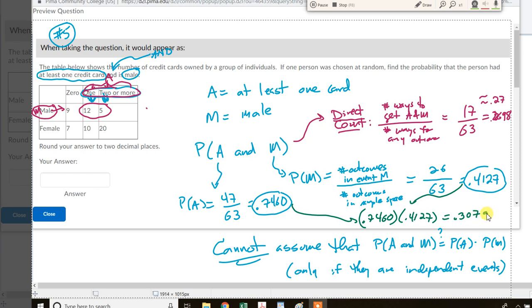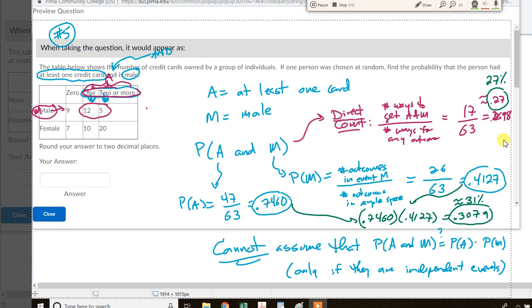So if I assumed that the two events were independent, roughly about 31% of the people should be male and have at least one card, if they were independent. Am I getting 31%? No, I'm getting about 27%. I'm getting a lower number. That means that they're not independent. That means they do influence each other, and in fact, they're making each other less likely. If they were totally independent, I would expect 31% of the people to be both male and have one or more cards. But I'm getting 27%.